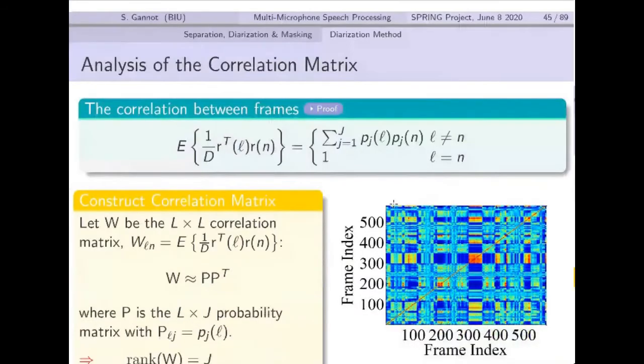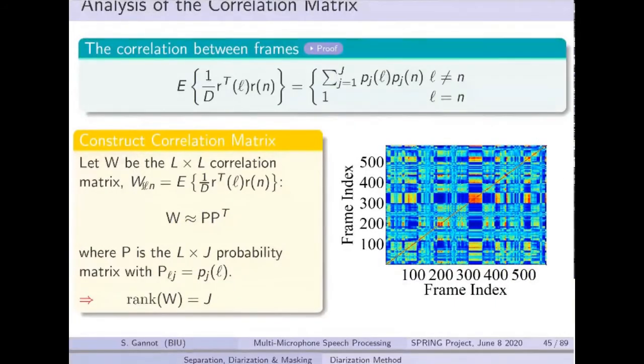And if we use this in a matrix form, we can construct a correlation matrix whose L and N entry is actually only constructed from P. And it can be written as P times P transpose. What is important here is the fact that P is a matrix of L, which is the number of frames that I process, usually a very large number, I don't know, tens of frames, and J is the number of speakers in the scene, which can be 6 or something small.